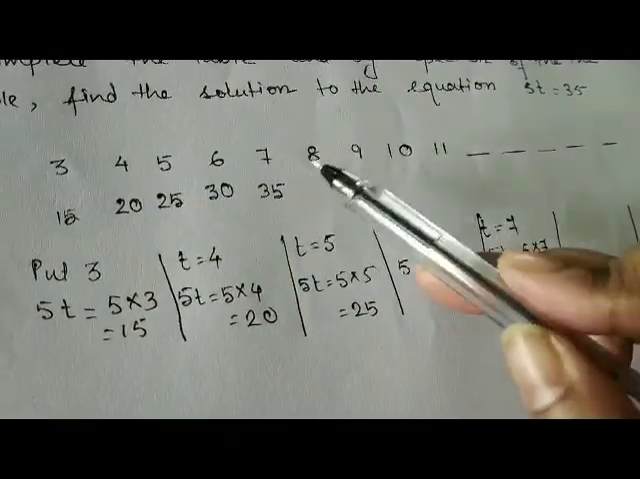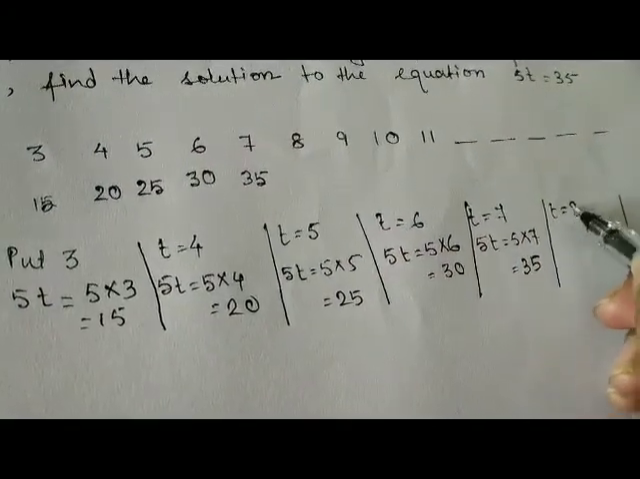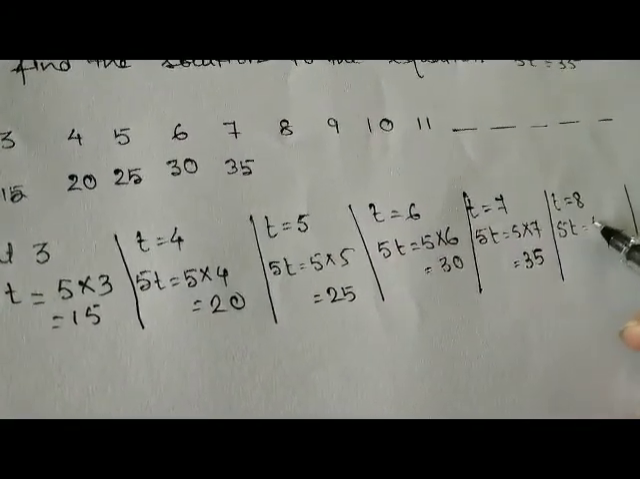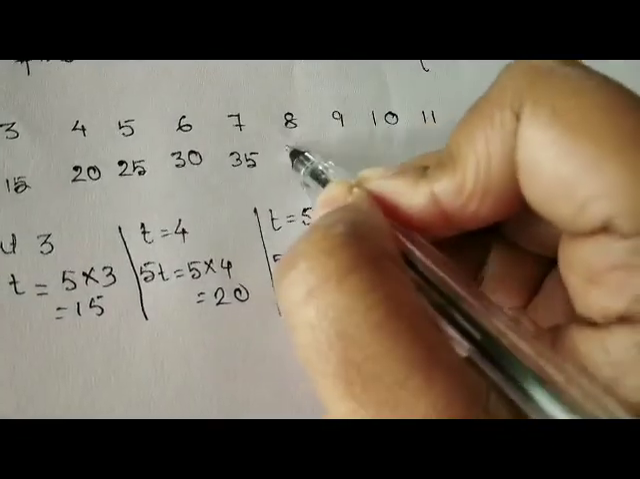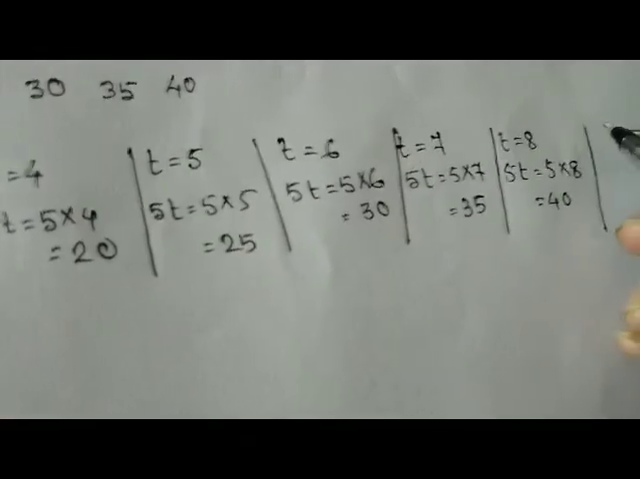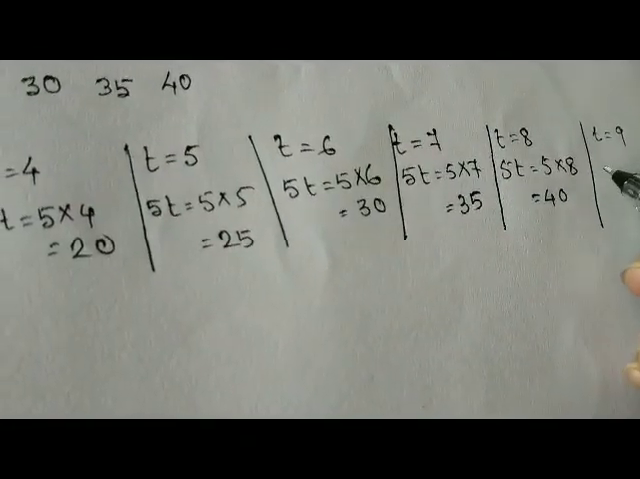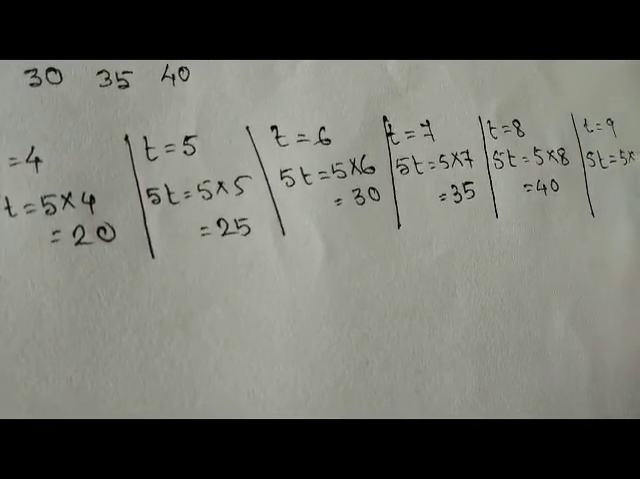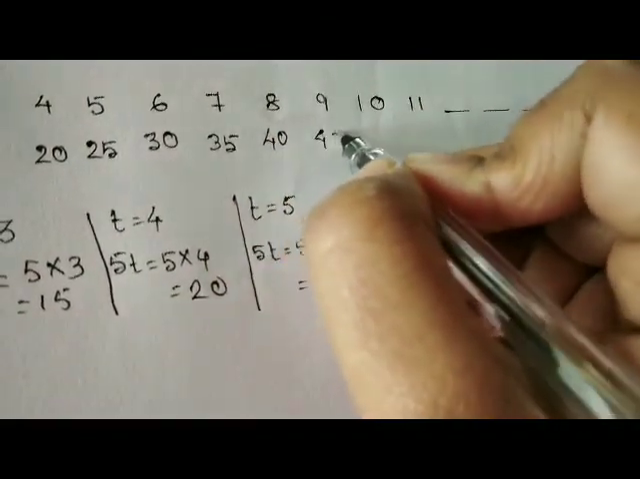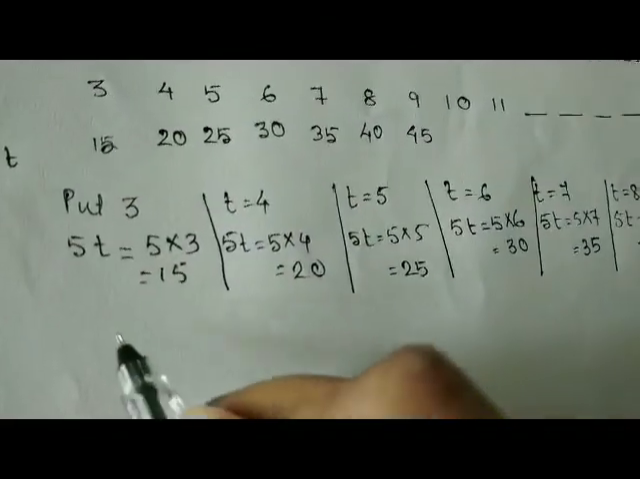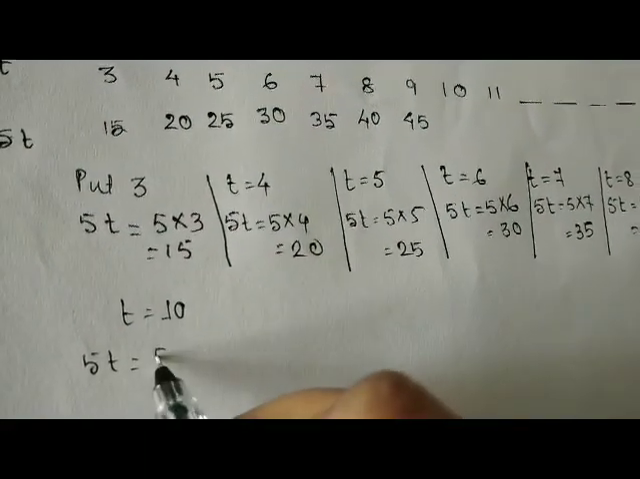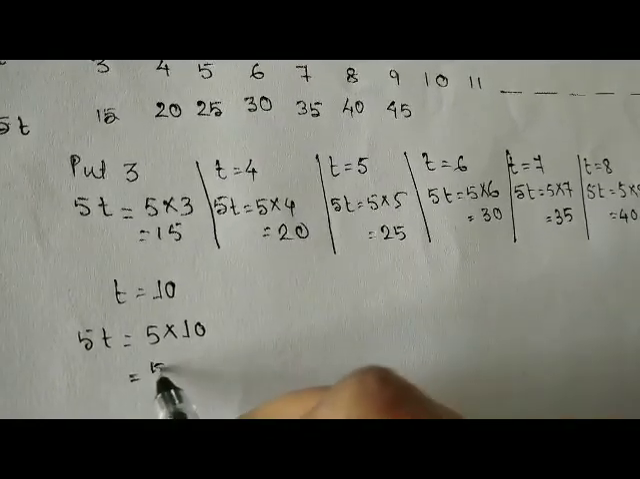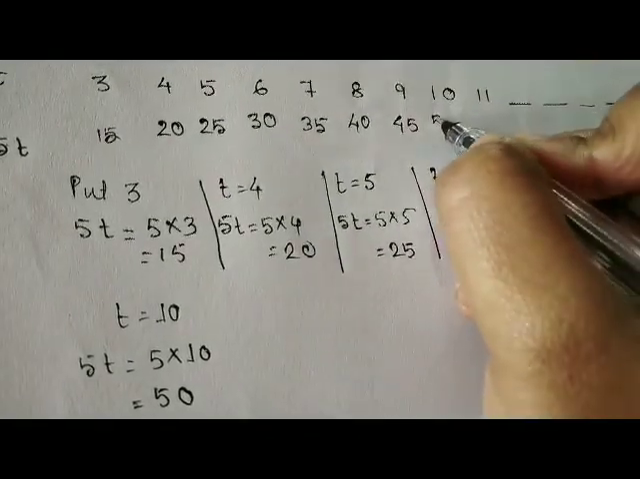Now 8. So here 5t, 5 into 8, which is 40. So here we'll put 40. Now we will put 9. So t is equal to 9. So 5t is equal to 5 into 9, which is 45. So here we will put 45. Now next we have 10. So we will put 10 in place of t. So 5t will be 5 into 10, which is 50. So here we will put 50.